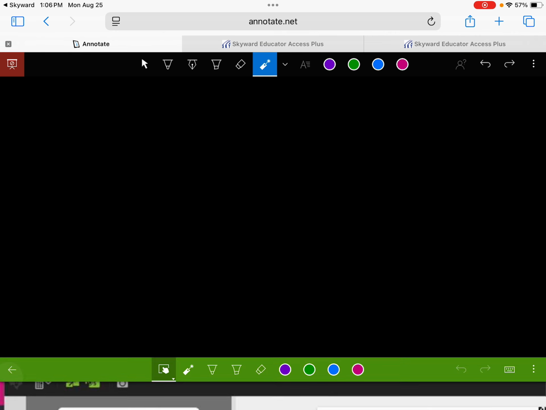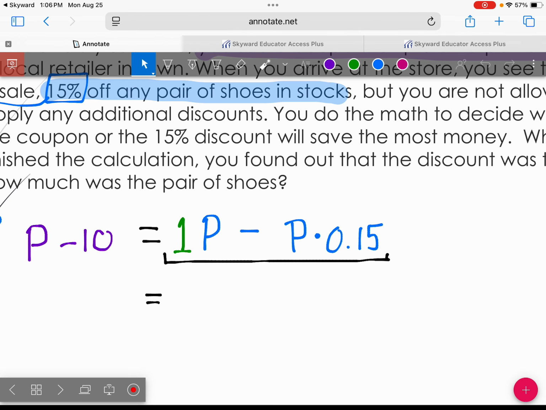0.85. I'm paying 0.85 of the original price. I'm paying 85%. I get that 15% discount, so I'm still paying 85% of what the price was. We do still want to know when that's going to be the exact same as our $10 discount.